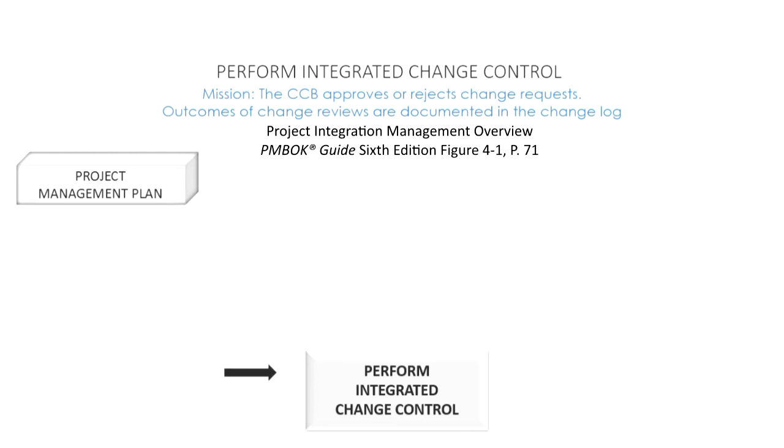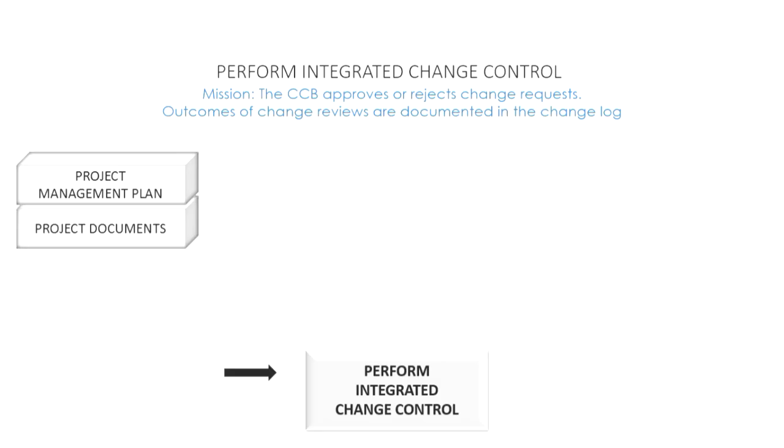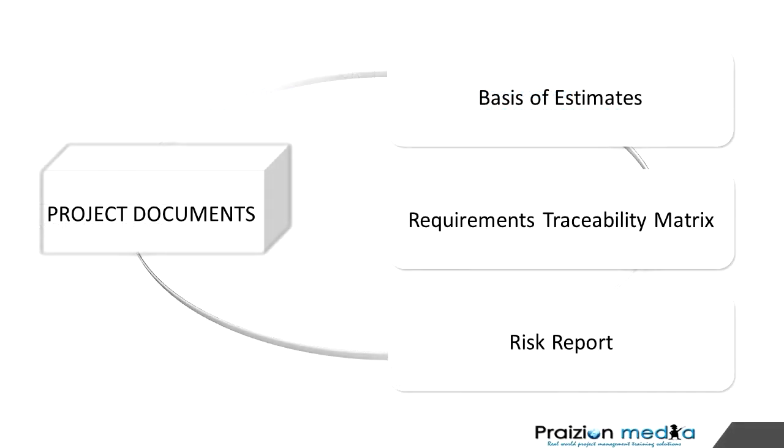Okay, so let's take a look at the inputs. First of all, you've got a project management plan as an input, because this tells you how to carry out the process of performing integrated change control. The next input is project documents. Now, all manner of project documents could be looked at here. We could have a basis of estimates. We could have an RTM, a requirements traceability matrix. But I like to think about anything that is relevant for a review. If I'm carrying out a review on a change control board, I would like to know the health of the project. I would like to know the areas that could be impacted and the health of those areas currently on the project.